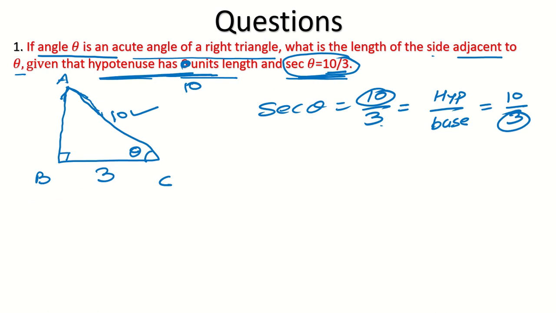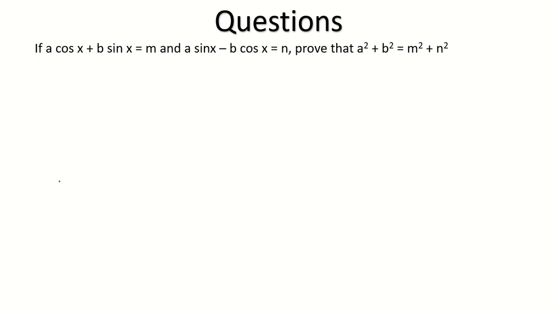Okay, let's talk about this question. A cos x plus b sin x is equal to m. A sin x minus b cos x is equal to n. Then prove that a square plus b square is equal to m square plus n square. So what you can do here, you see, m square plus n square.